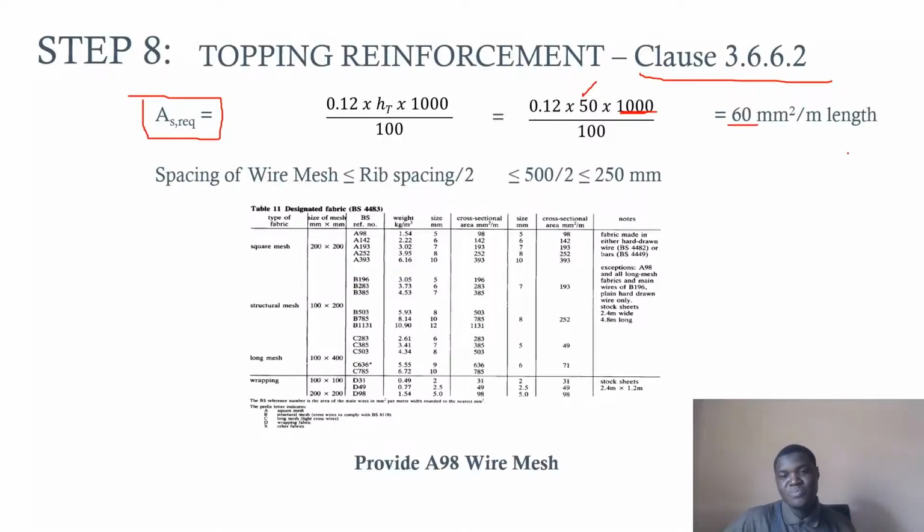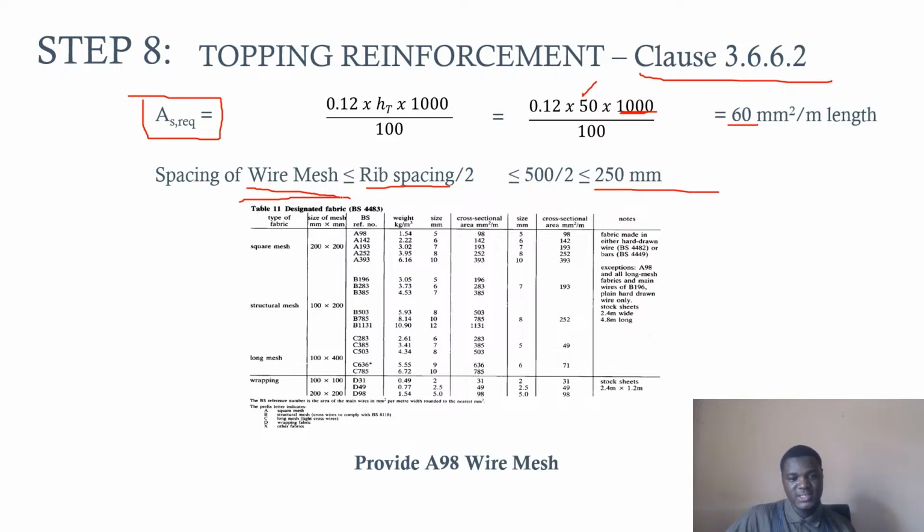So to now know the mesh you have to pick, the code also gives us spacing limitations. The maximum spacing of your wire mesh should not be more than the rib spacing divided by 2. The spacing between your ribs divided by 2. That is the maximum spacing you are going to pick. So our rib spacing is 500 divided by 2, we have 250 millimeters.